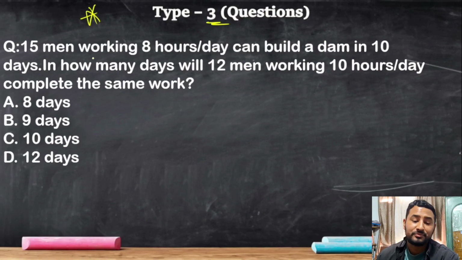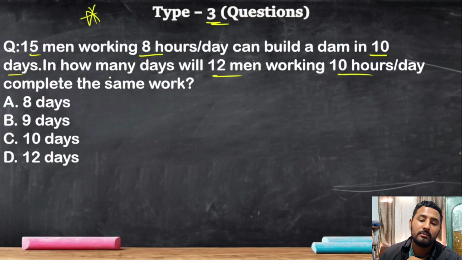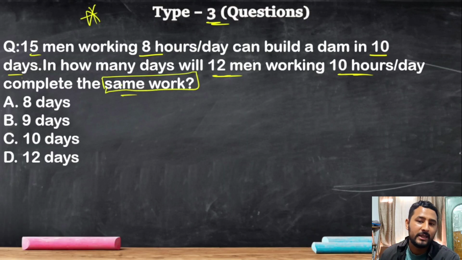Type 3 questions. Question: 15 men working 8 hours a day can build a dam in 10 days. So there are 15 men working for 8 hours a day, and they can build a dam in 10 days. In how many days can 12 men working 10 hours a day complete the same work? Now, how many days would be taken by 12 men working for 10 hours a day to complete the same work? Can you see? It is given as the same work, right? They are building the same dam.